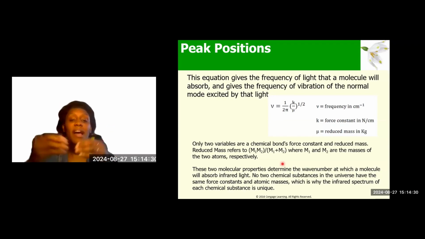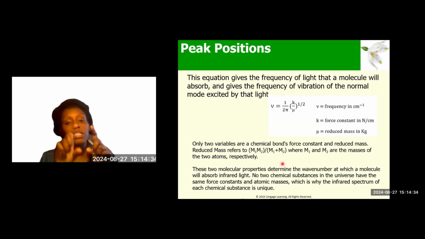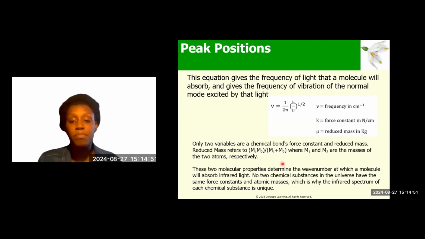So again, because this equation, which is what determines the frequency at which the bands absorb, and because no two things are identical, they're all going to have a unique spectrum. And this is why infrared spectroscopy can be used to identify functional groups present in a certain molecule.